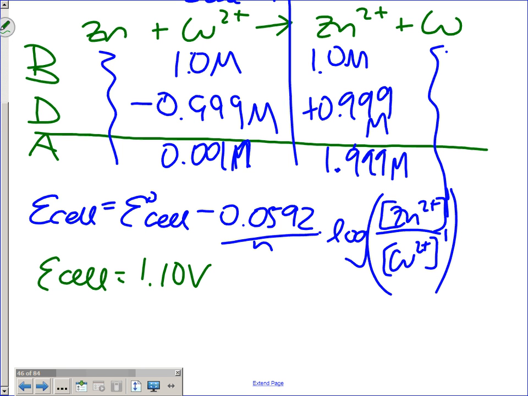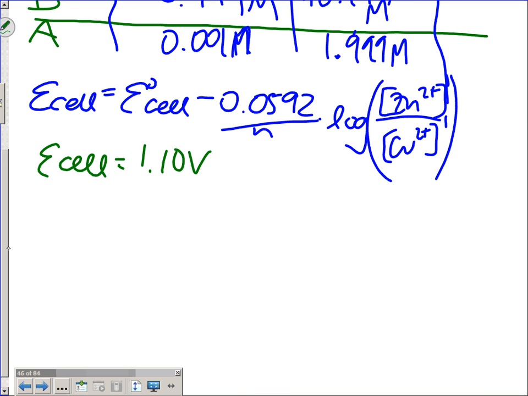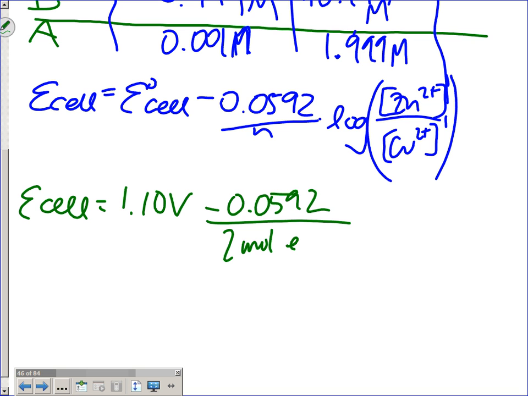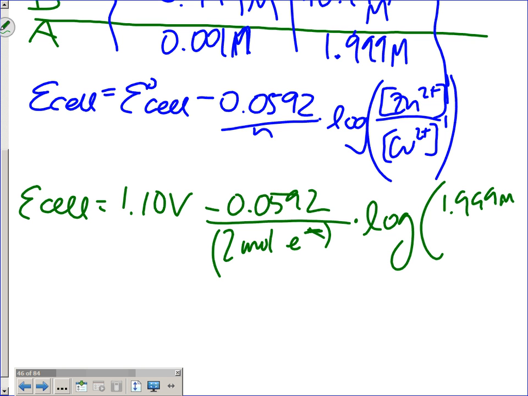Okay, let's make sure. So, plugging in your values, what's my moles of electrons transferred for this one? 2. It just happens to be the same exact one we just did, or very similar. So, 0.0592 over 2 moles of electrons times log of 1.99, that's zinc, right? Yeah. Molar over 0.001.